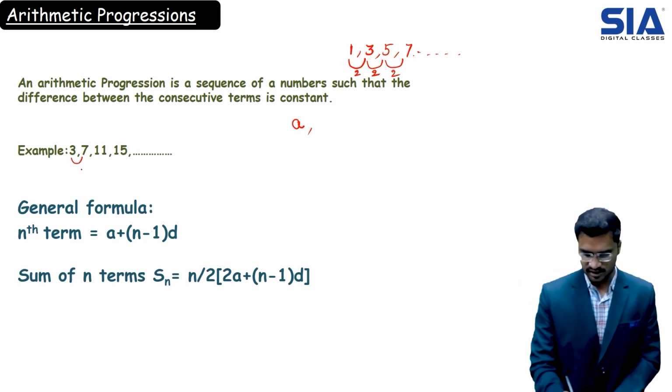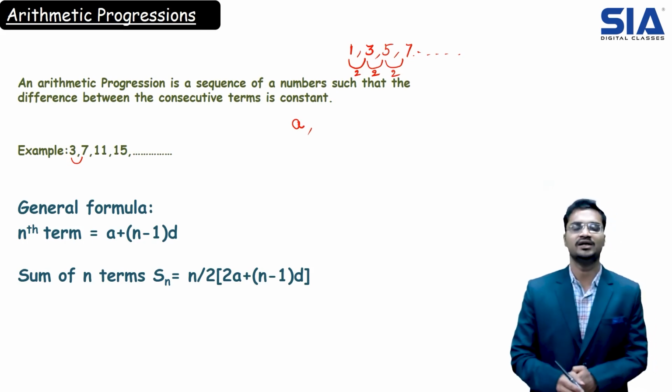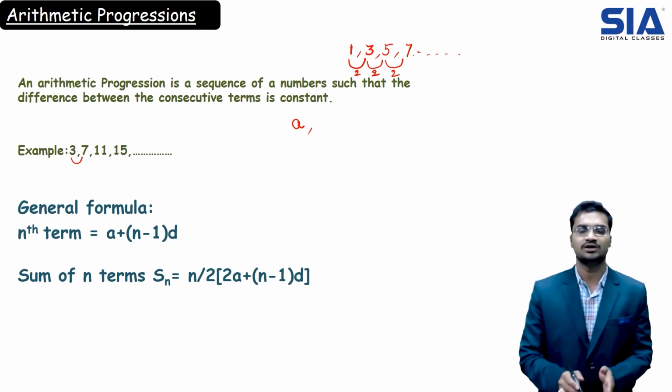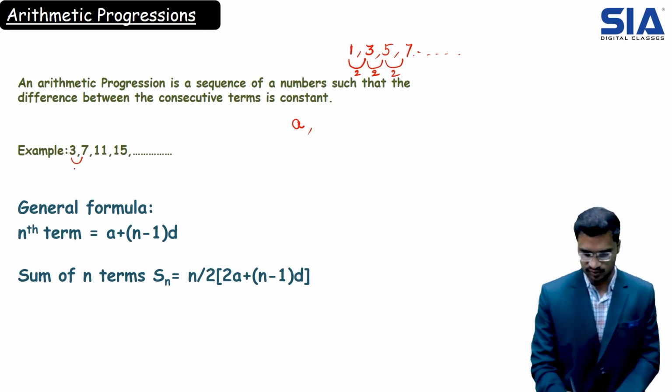Example: 3, 7, 11, 15. The difference between 7 and 3: 7 minus 3 is what? In order to find the difference, we have to do what? Second term minus first term. 7 minus 3 is 4. So the difference between 7 and 11 is 4. 11 and 15 is 4.